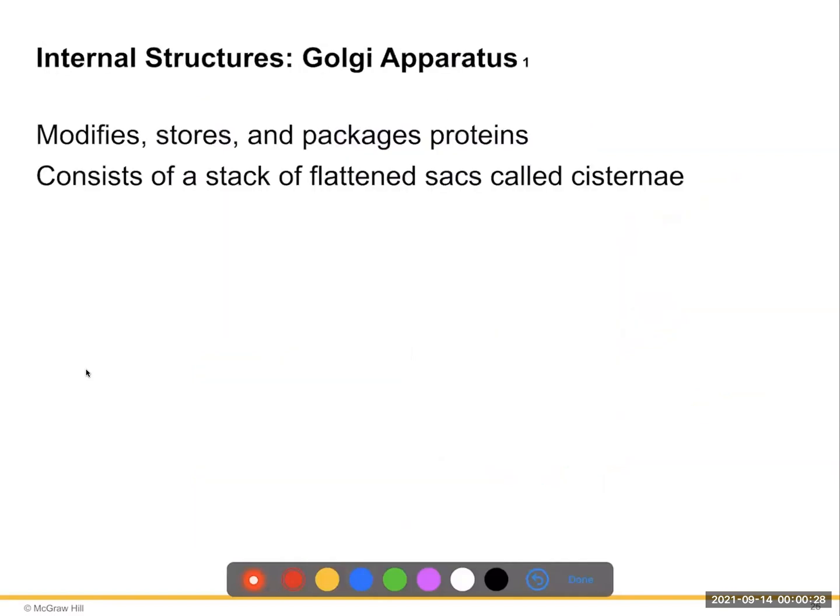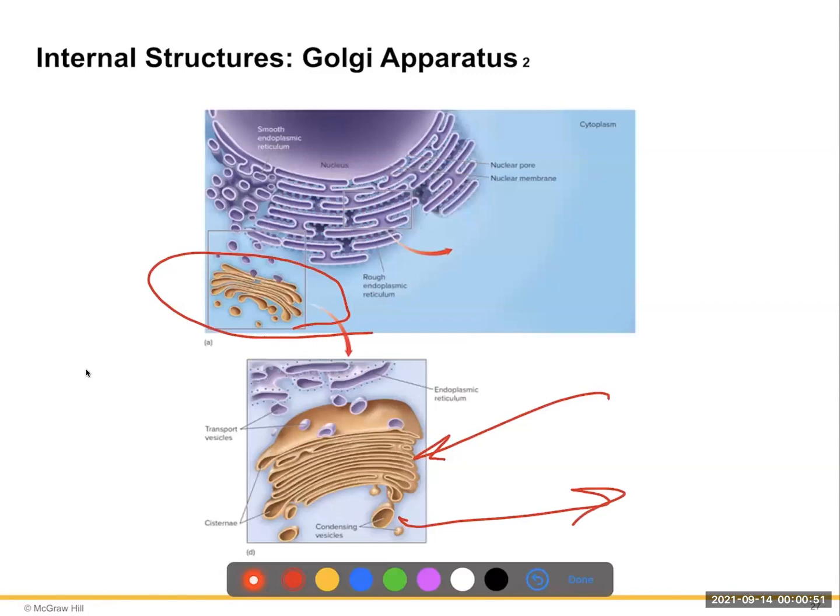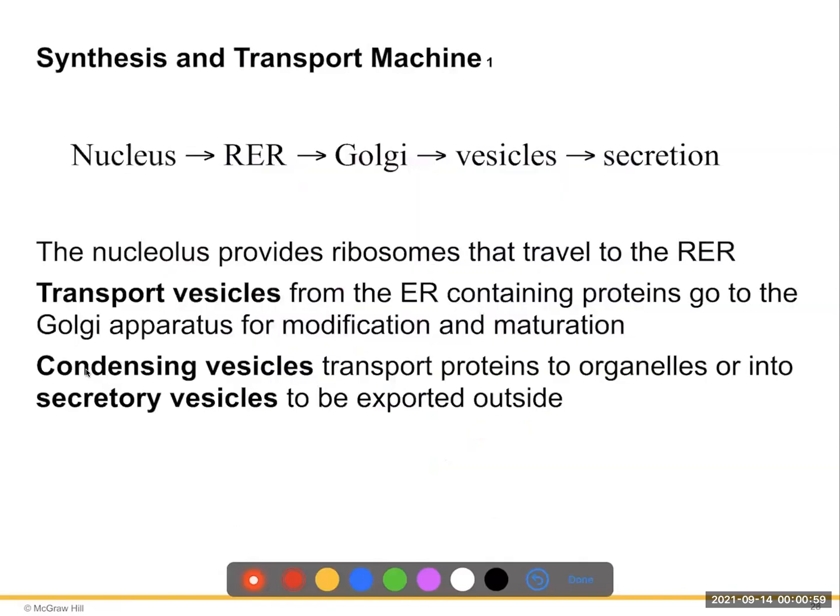Golgi apparatus we talked about modifies, stores, and packages the proteins that are made in the rough endoplasmic reticulum. Contains these flattened sacs called cisternae. And it's like a stack of pancakes, is basically what it looks like. It's smaller and smaller and smaller as it goes up. Okay, this is your Golgi apparatus right here. These are the stacks that it makes. And then the secretory vesicles, the ones that come out, either go to a part of the cell that needs a protein or gets excreted outside the cell into the extracellular fluid. So synthesis is nucleus, rough endoplasmic reticulum, Golgi apparatus, vesicles, and secretion.